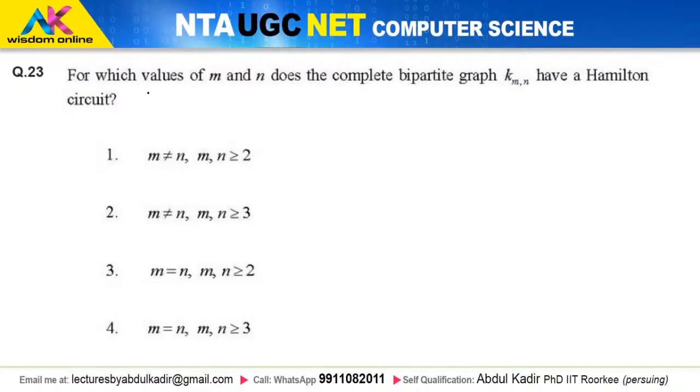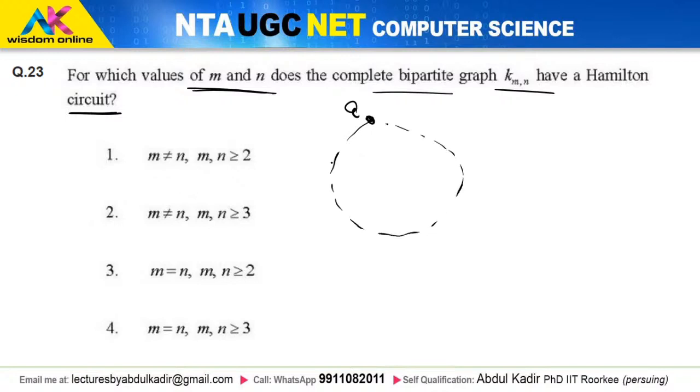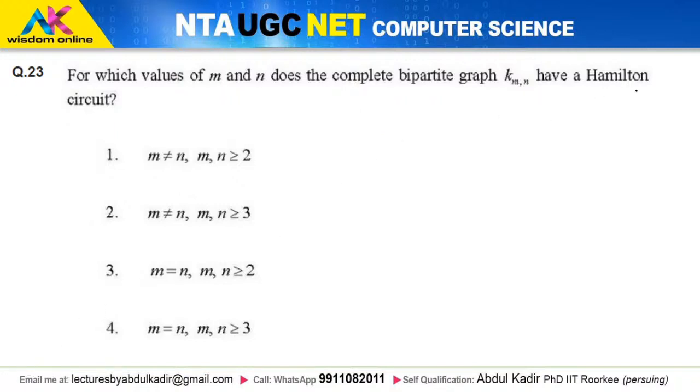Next, for which values of m and n does the complete bipartite graph have a Hamiltonian circuit? We already know what a Hamiltonian circuit is. It means you start at some vertex, let's assume vertex A. Then you visit each vertex exactly once, and then you come back to vertex A. This type of cycle is called a Hamiltonian cycle, or Hamiltonian circuit.